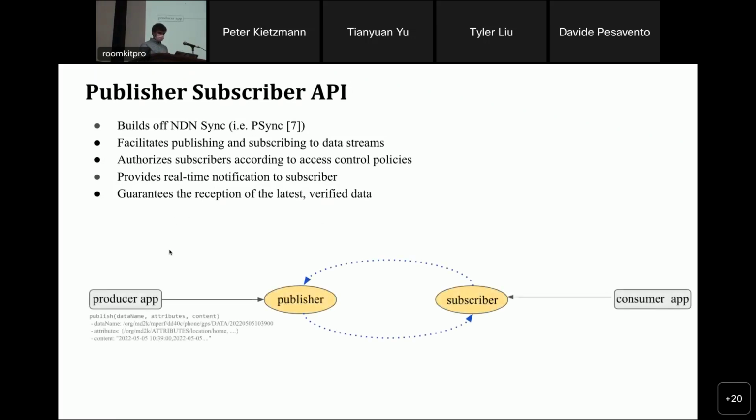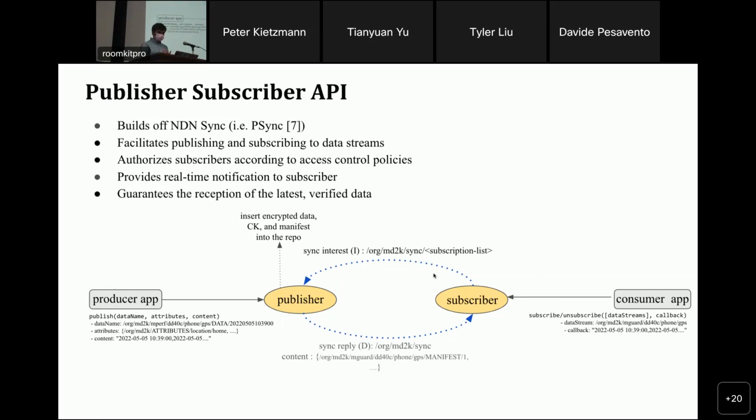So this is the overall picture of how it looks. The publisher application can publish the data. The publisher will encrypt this data based on the attributes of the data, which are also supplied by the publisher, and then create some manifest, which I'll talk about in the next slide. All of these things go into the repo, and then on the subscriber side, the application will subscribe or unsubscribe to some data stream it is interested in. For example, maybe accelerometer data or battery data, based on what the consumer is interested in. And then we use sync to exchange the manifest, which is published by the publisher. And once the manifest is received by the subscriber, it will fetch the corresponding data, decrypt it, and send it back to the consumer. So that's how the pub/sub API works.